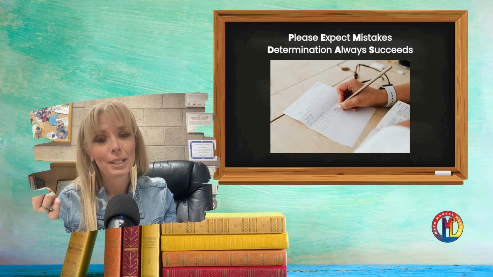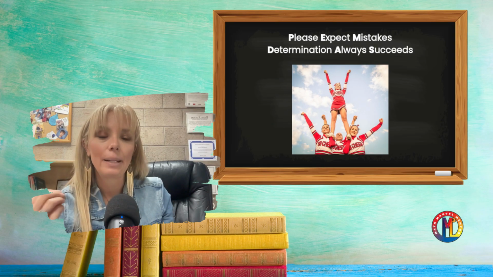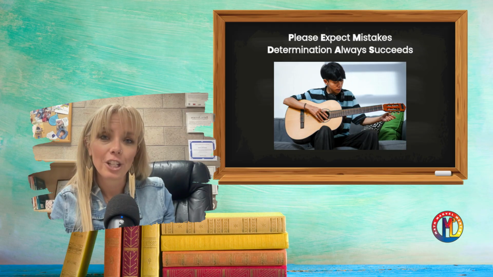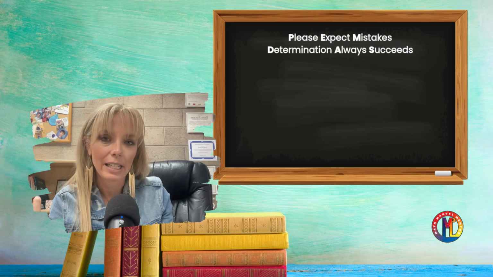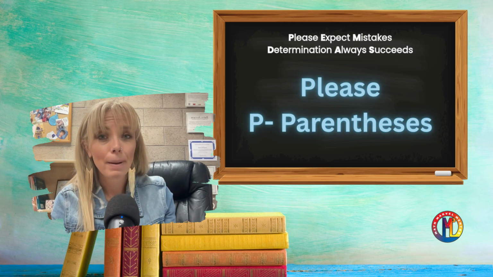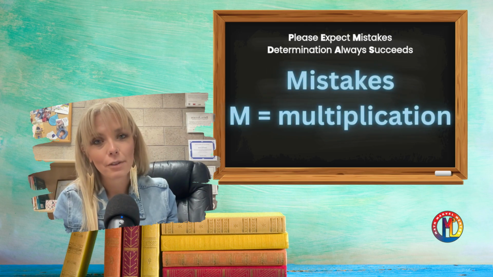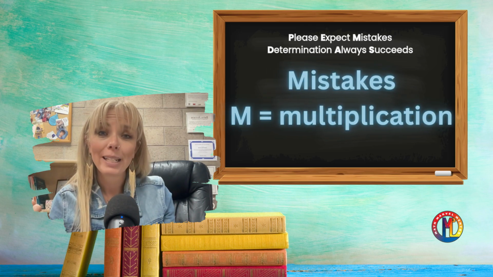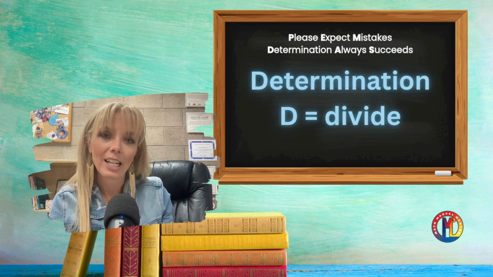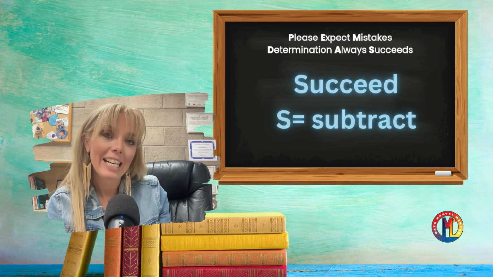Anything that you want to do in life, whether it's getting through a math problem or making the varsity cheerleading team, whatever it is, determination, practice, continually showing up is what helps you to succeed. So Please stands for P, parentheses. Expect stands for E, exponents. Mistakes, M, stands for multiplication. Determination, D, stands for division. Always, A, stands for addition. And then Succeed, S, stands for subtraction.